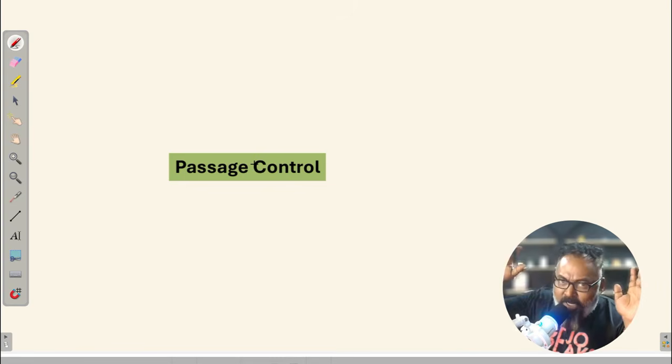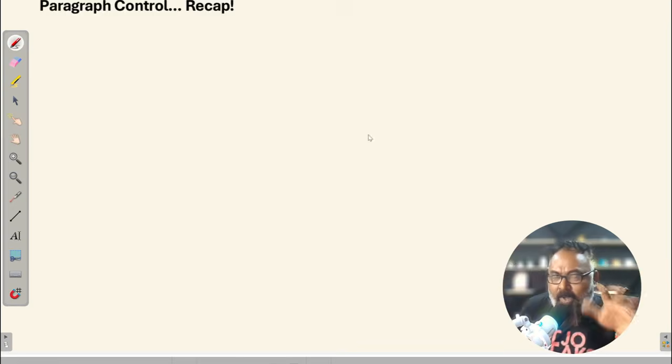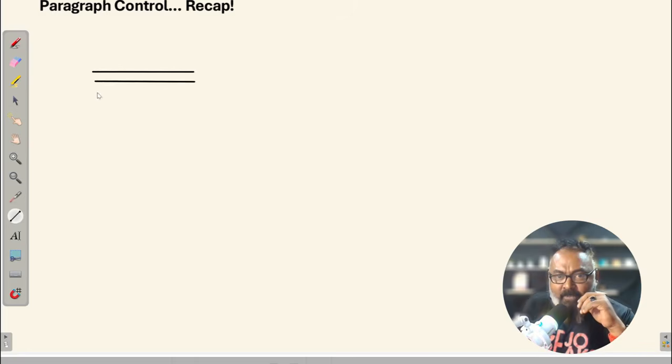Control. Let's now control the passage. What did we learn so far with respect to the paragraph control? We learned that eventually everything starts from a sentence. Let's assume that there are these 4 sentences.